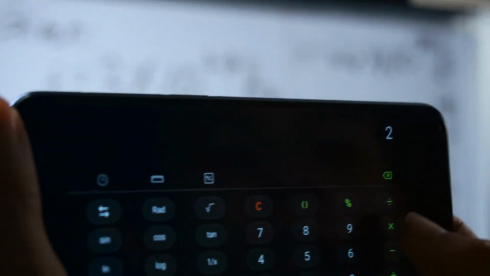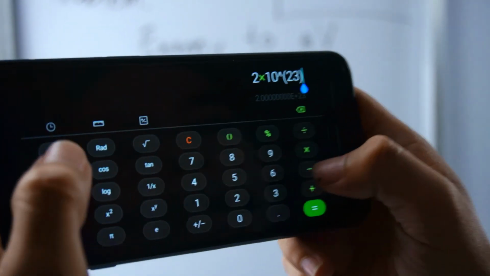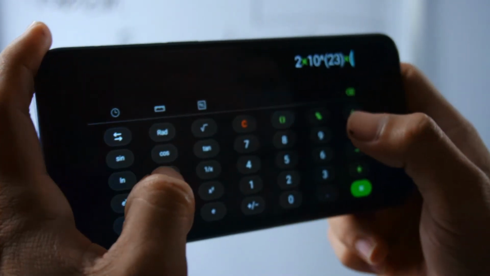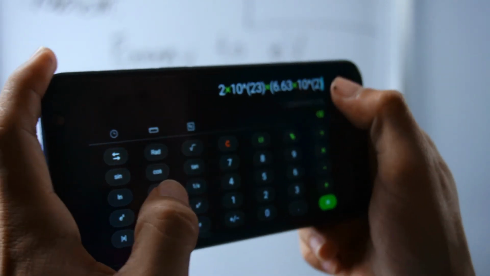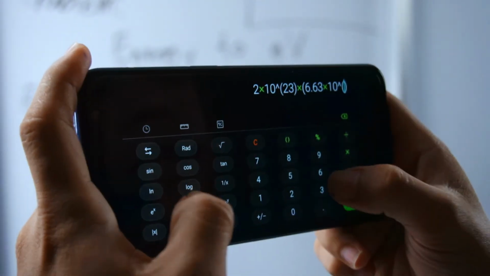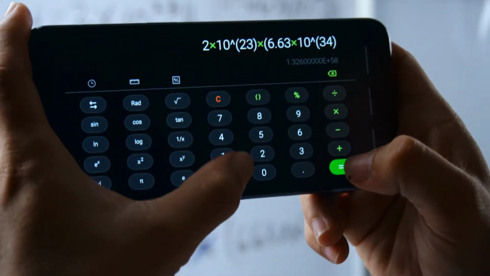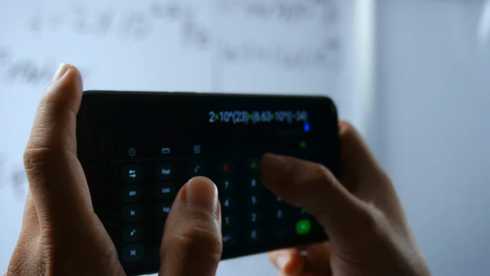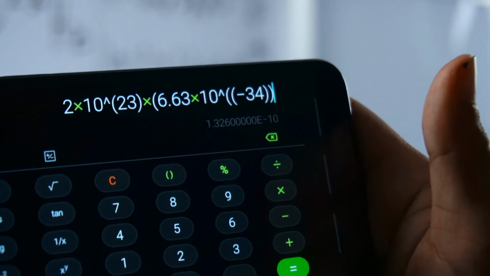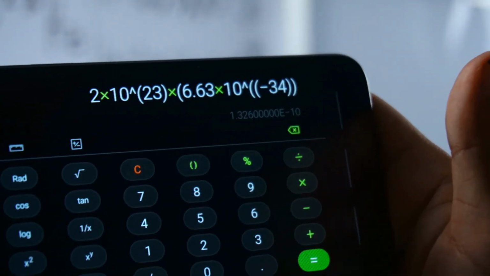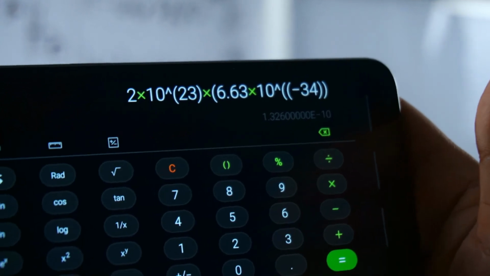Is it clear? 2 times 10 to the power of 23, times 6.63 times 10 to the power of negative 34. So we have 2 times 10 to the power of 23 hertz times 6.63 times 10 to the negative 34 joule seconds.